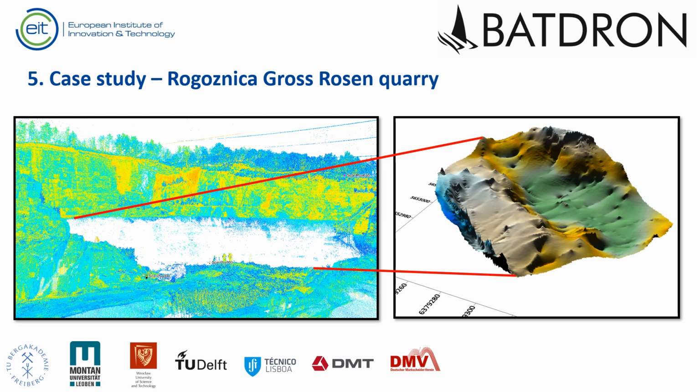We used this data for extracting the coastline of the reservoir. The right imagery represents the reconstructed underwater DTM from Batdron USV data. The obtained measurement data we used to create a digital bottom model and full bathymetric map of the analyzed quarry.